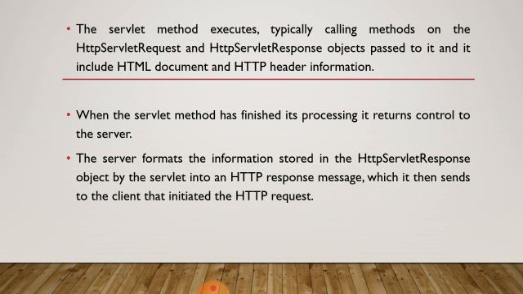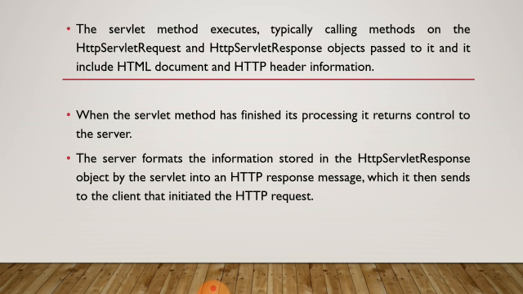That is, when an HTTP request message is received by a servlet capable server, it first determines, based on the URL of the request, that the request should be handled by a servlet. When the servlet method has finished its processing, it returns control to the server. The server next determines from the URL which servlet should handle the request and calls a method on the servlet.